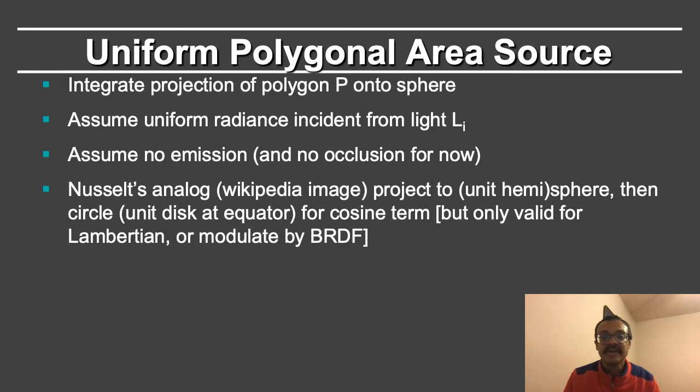We will consider lighting from a uniform polygonal area light source. We will consider integrating the projection of the polygon P onto the unit sphere. We assume uniform radiance incident from the light, Li. We assume that there is no emission from the seen surfaces and no occlusion for now.